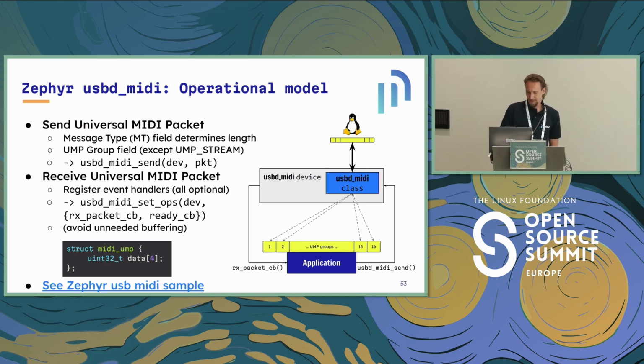And you can also register a callback. So when the host has some data to send, some UMP packets, you receive them through a callback. I chose not to have a buffer or something, so you can react in real time. If you want some buffering, just do it in your application. It's very minimal, a thin layer. There's also a sample if you want to see more.